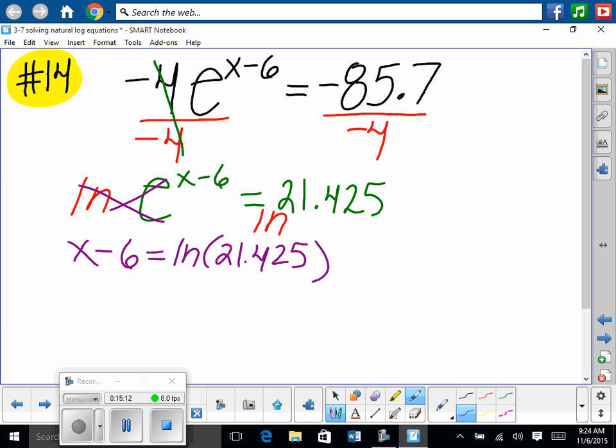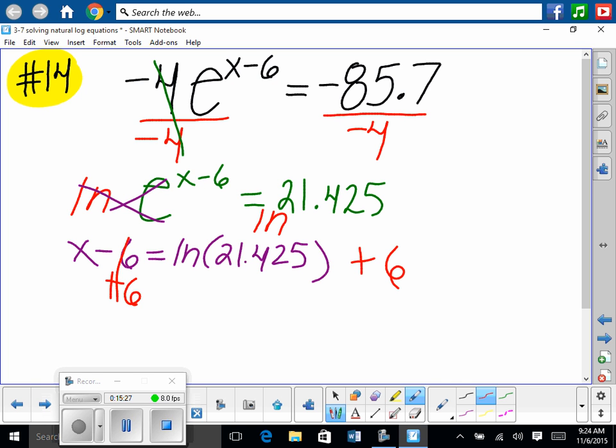Just like we took the log of both sides. Does that make sense? It's just natural log, okay? Very good. And then from there, we'll solve for x algebraically piece by piece. To get x alone, now what would we do? Good. Add 6 to both sides of the equation.